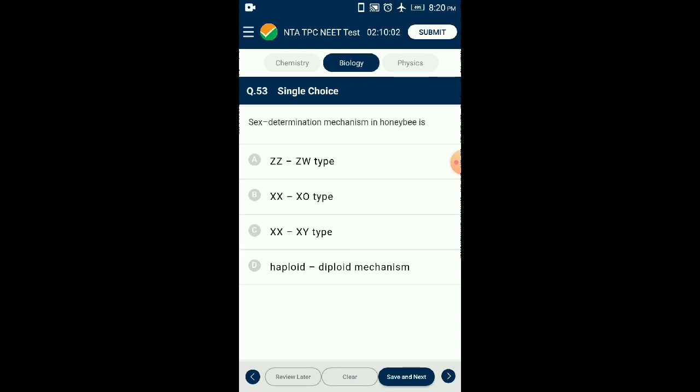Question number 53. Sex determination mechanism in honeybee is. The sex determination in honeybee is done on the basis of the number of sets of chromosomes an individual receives. An offspring formed by the fertilization of a sperm and an egg results in a female, that is queen or worker. An unfertilized egg develops as a male drone by the process of parthenogenesis. So the answer for this question is option D, haplo-diploid mechanism.